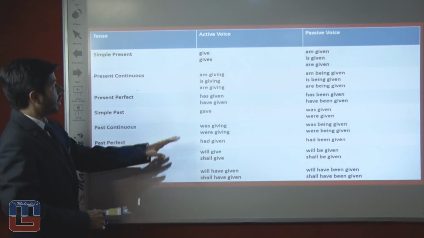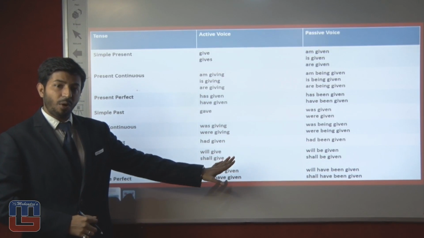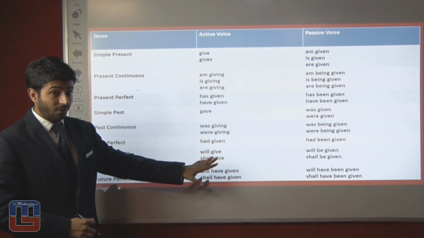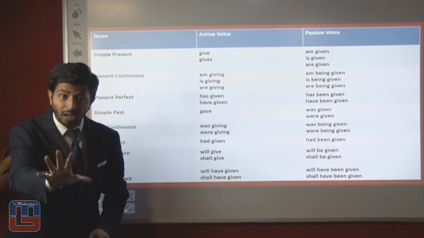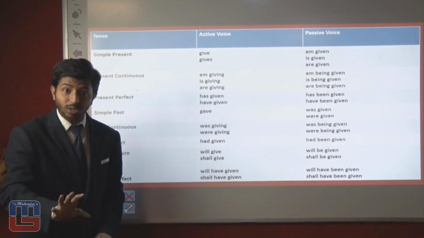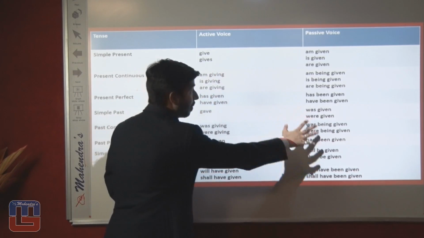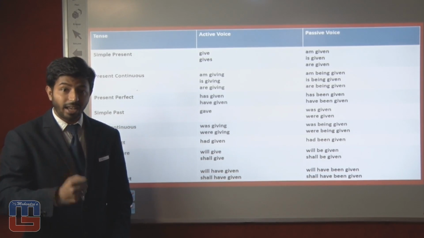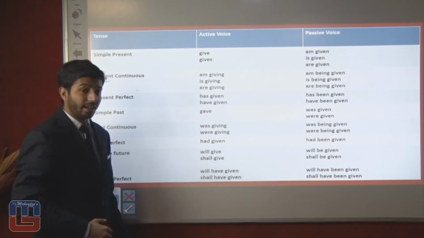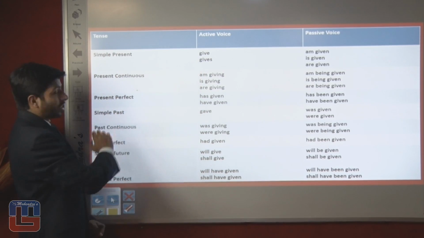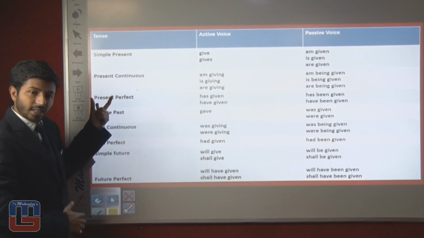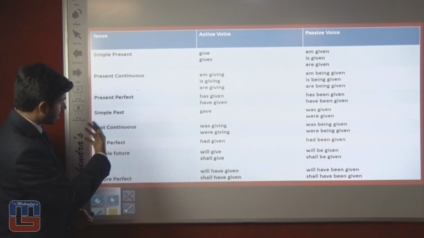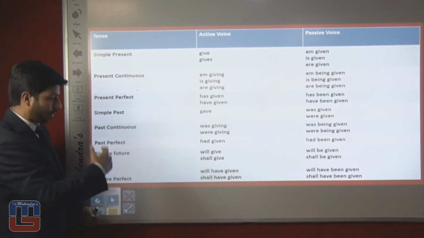Next, these are very important and short trick-based rules. On the basis of these rules, you can get a perfect command of the rules of conversion from active to passive. As we have already discussed the rules of tense, these are the tenses: simple present, present continuous, present perfect, simple past, past continuous, past perfect, simple future, and future perfect.